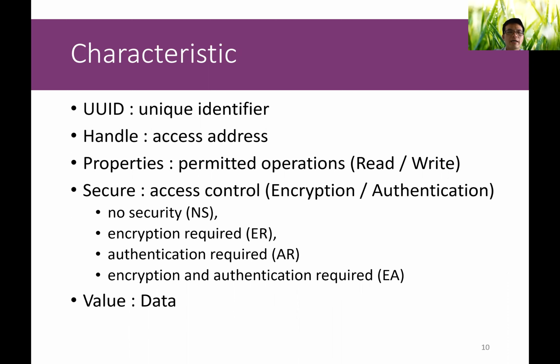The data in BLE are stored in the form of characteristics, which include the following fields: the UUID field, which is the unique identifier; the handle field, which is the access address of this characteristic; the property field, which specifies the permitted operations, including read and write; the secure field, which is the access control, including no security, encryption required, authentication required, encryption and authentication required. For example, encryption required means that this characteristic can only be accessed by a connection with encryption. Finally, the data are stored in the value field.